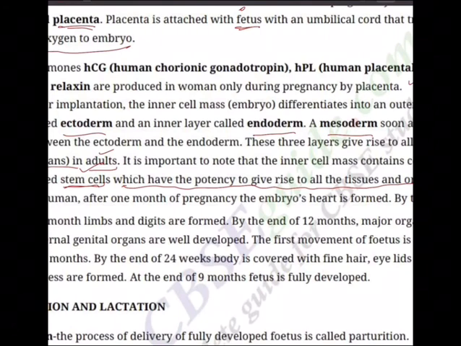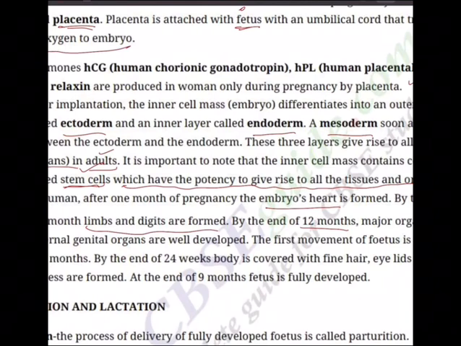In human, after 1 month of pregnancy, the embryo's heart is formed. Within 1 month, heart is formed. By the end of second month, limbs and digits are formed. By the end of fourth month, major organs and external genital organs are well developed. That means almost fourth month, almost resolved.